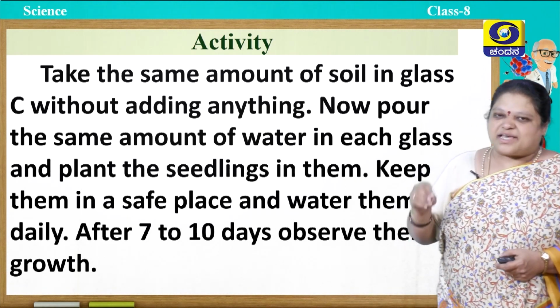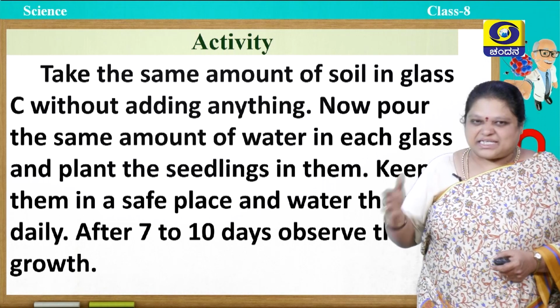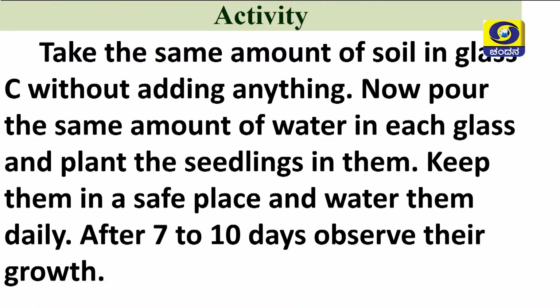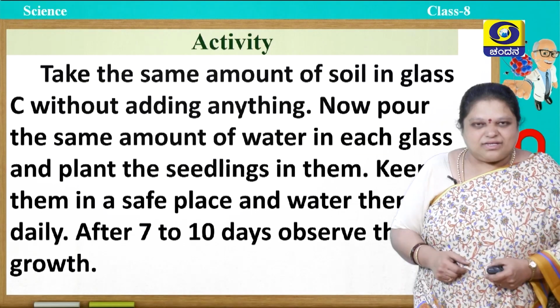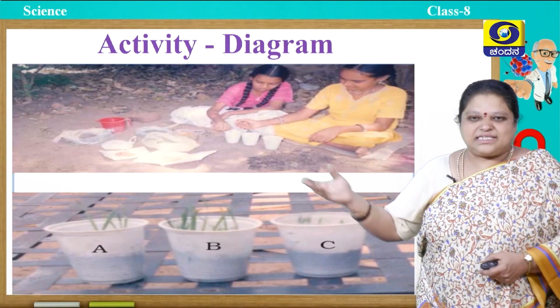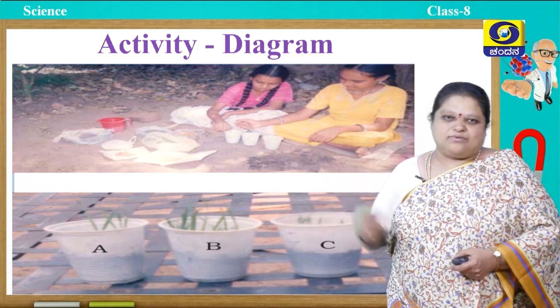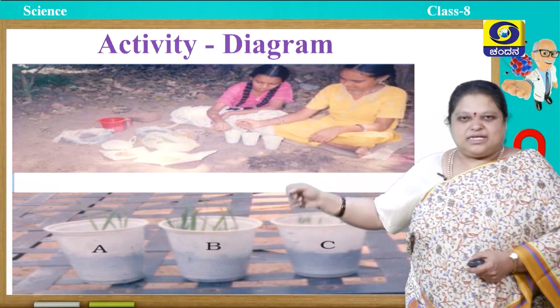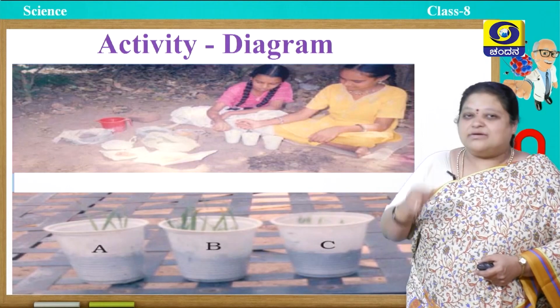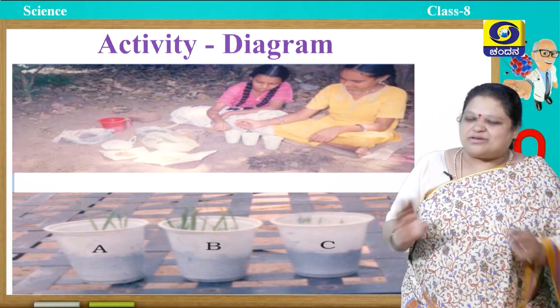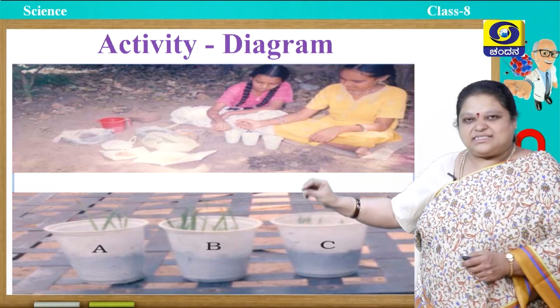Now pour the same amount of water in each glass and plant the seedlings in them. Keep them in a safe place and water them daily. After 7 to 10 days, observe their growth. This is there in your textbook. See, here the girls are preparing them. In A, you have only organic manure. In B, we have chemical fertilizer. In C, there is neither the manure nor the fertilizer. It is just the soil.